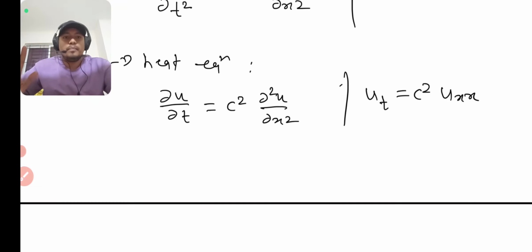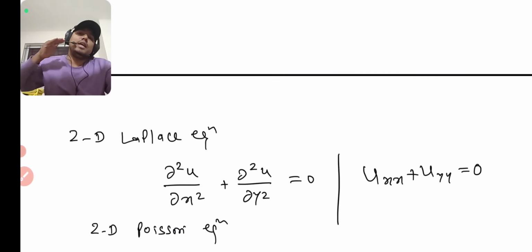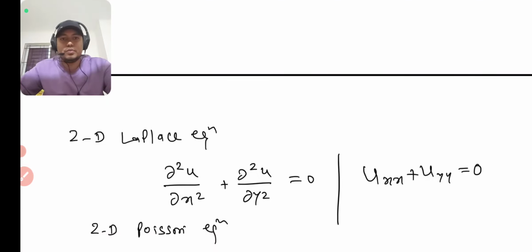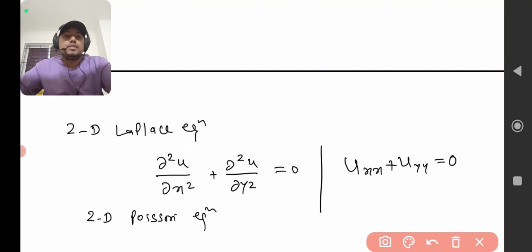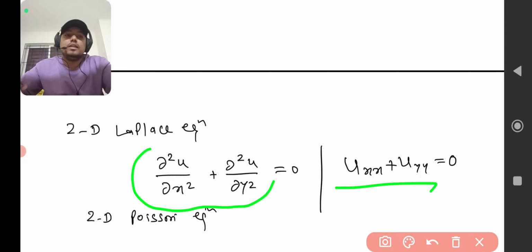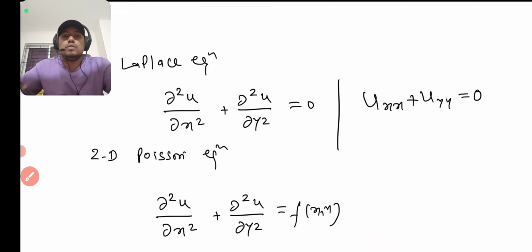Okay, and because they have to travel in the x direction, anyway the dou 2u by dou x square term will come with c square multiplication. Then we have the famous 2D Laplace equation which is visible on my screen. You can see here dou 2u by dou x square plus dou 2u by dou y square is equal to 0, and you can write in short form uxx plus uyy is equal to 0.